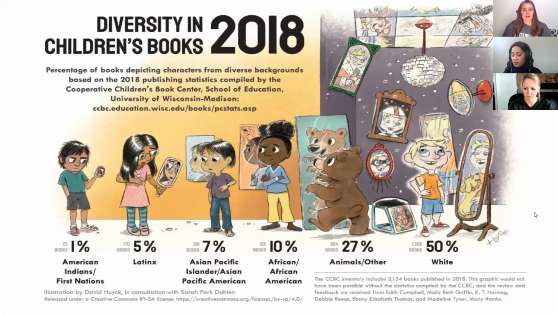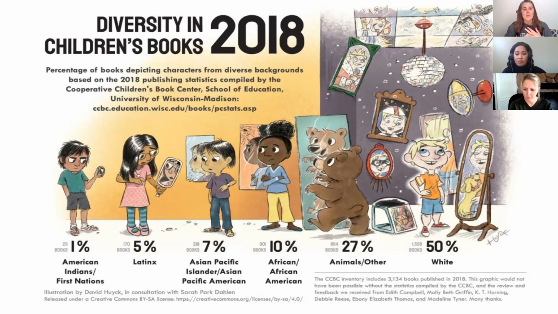By and large, the vast majority of main characters are white. So half of these books that our students are looking at, they're seeing white children. And then the runner up is animals. So we really need to be meticulous in how we choose books that we're going to be sharing with our students so that they can be appropriate mirrors for them, as we've talked about.